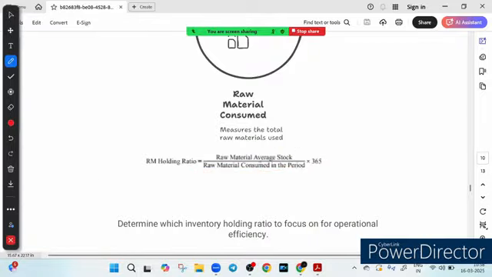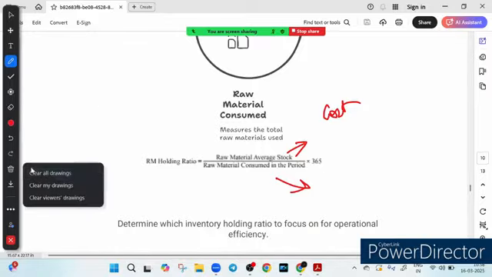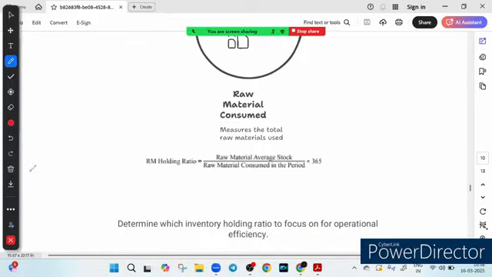You see the numerator. The numerator means how much stock we are holding, right? So if we are holding too much stock, our cost will be higher. And in the denominator you will see the raw material consumed in this period, meaning how much consumption there is. So this holding ratio is very important, right? This is called the raw material holding ratio, the RM holding ratio.